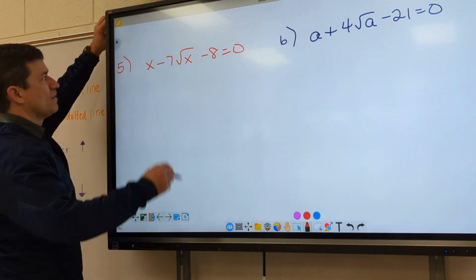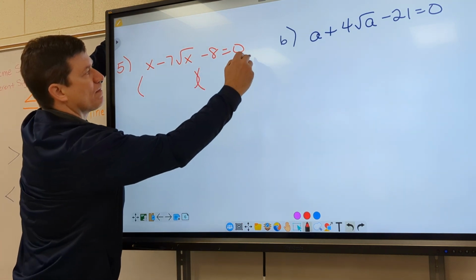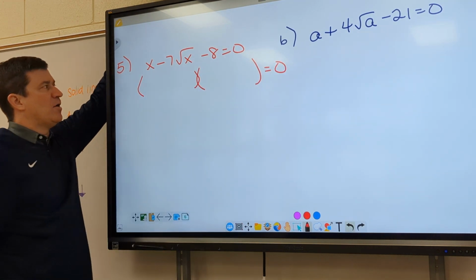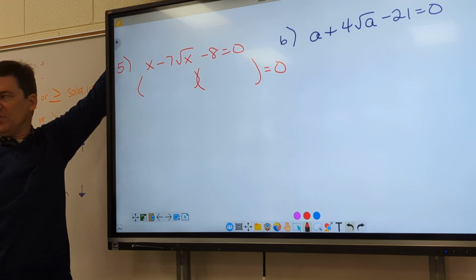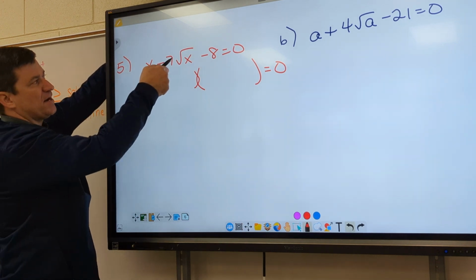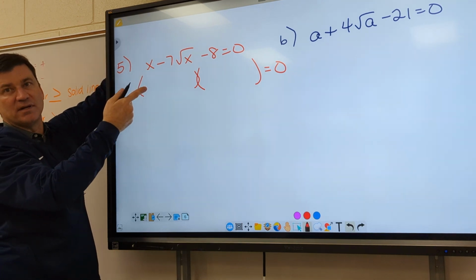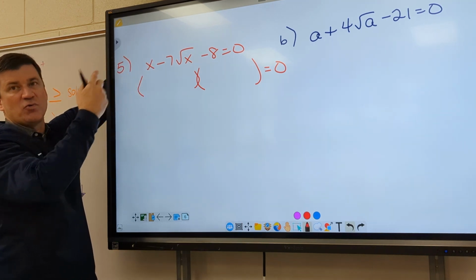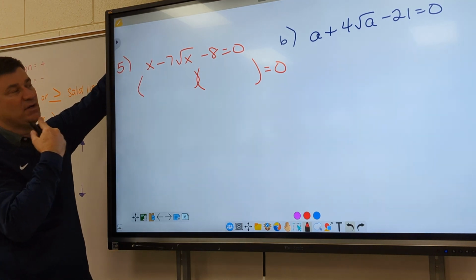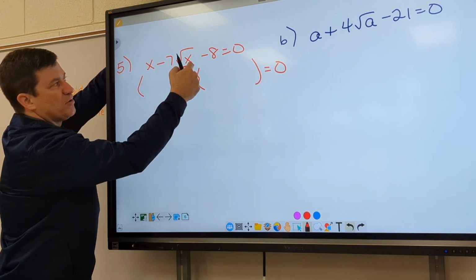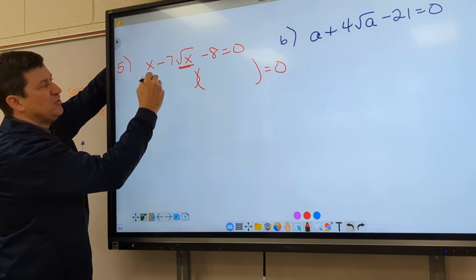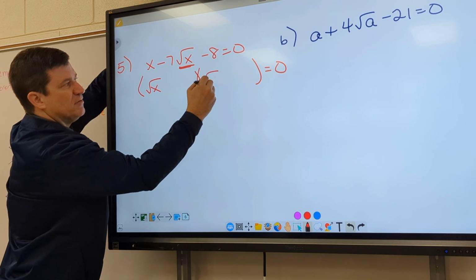All right, what is new about number 5? It's got something new in it. What is it? It's got a square root. Okay. You can't do quadratic formula unless it's x squared. So we can't do quadratic formula. We've got to factor. Anytime you have a square root of x in the middle, guys, you're going to put square root of x in front.